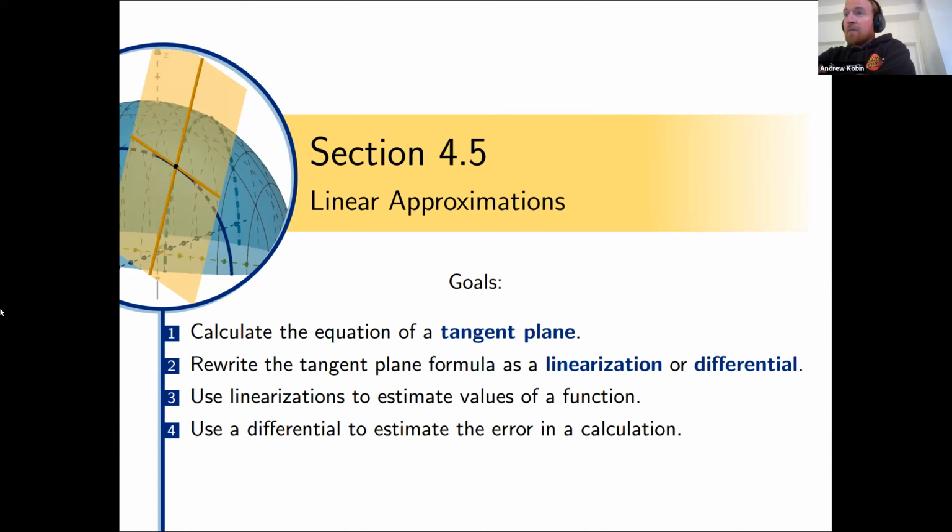We'll mostly focus on 3 dimensions where we have 2 input variables x and y and a single output variable z, in which case our 2 input variables will allow us to form a tangent plane, which has 2 dimensions or 2 directions of travel that will allow us to approximate values of that 3-dimensional function.